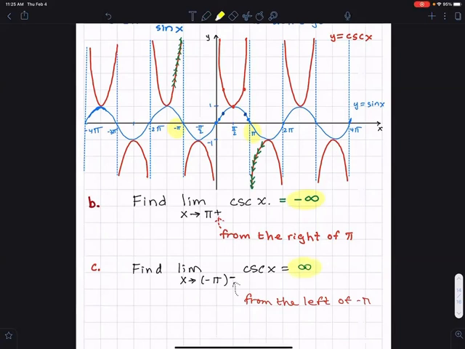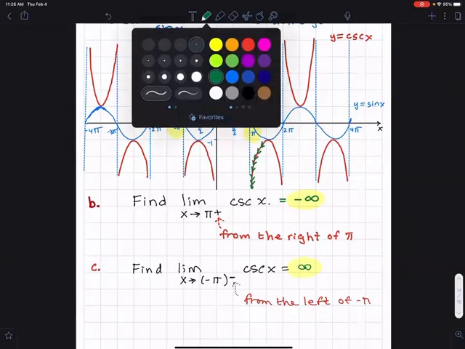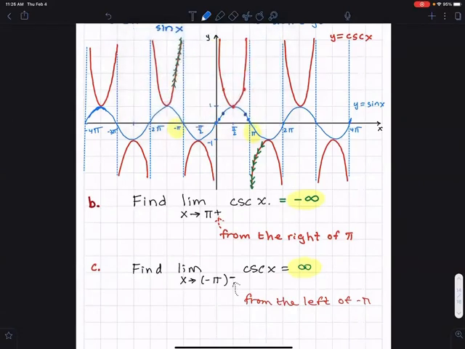For part B, I have pi, which I've highlighted where I labeled that vertical asymptote, and so I hop on to the right of that, and it just takes me down. By the way, I label pi, but the equation of the vertical asymptote is x equals pi, etc. Okay, those are vertical lines.